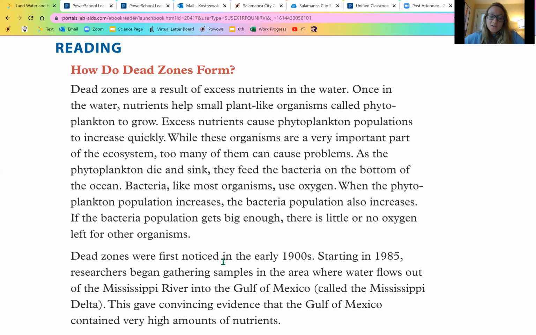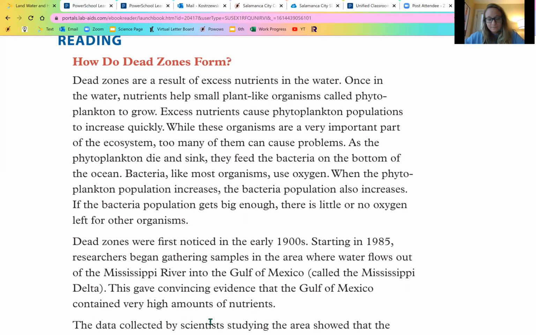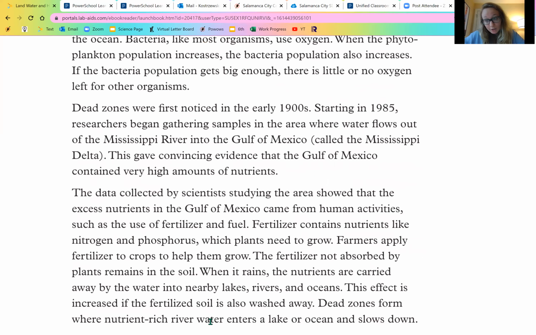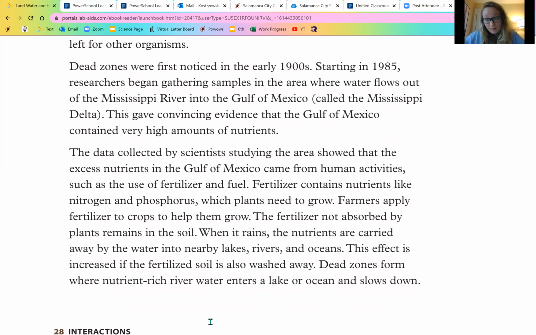Dead zones were first noticed in the early 1900s. Starting in 1985, researchers began gathering samples in the area where water flows out of the Mississippi River to the Gulf of Mexico. This gave convincing evidence that the Gulf of Mexico contained very high amounts of nutrients. Again, nutrients are good, but too much of it can lead to problems, okay?